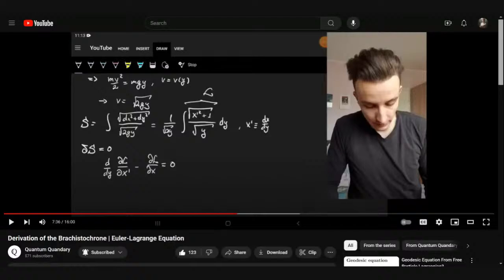Okay, this is the Euler-Lagrange equation. The differential.